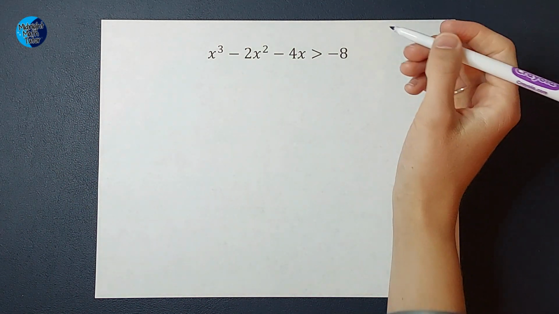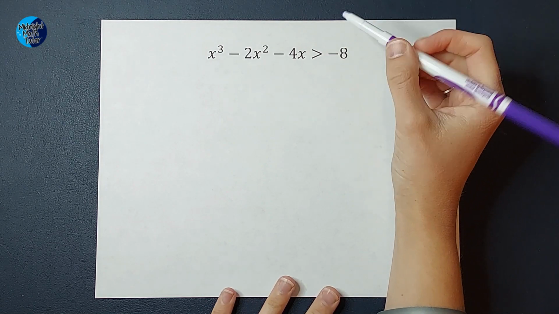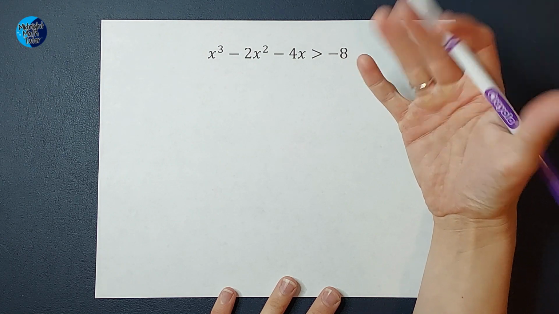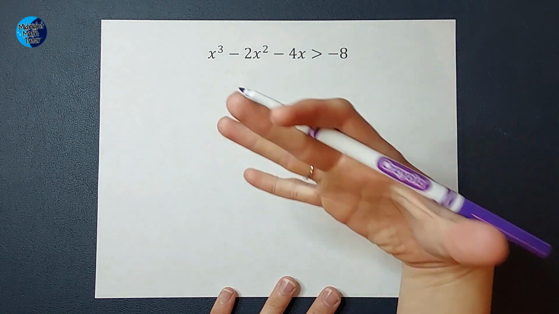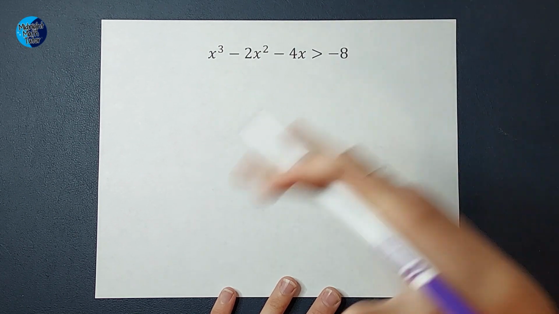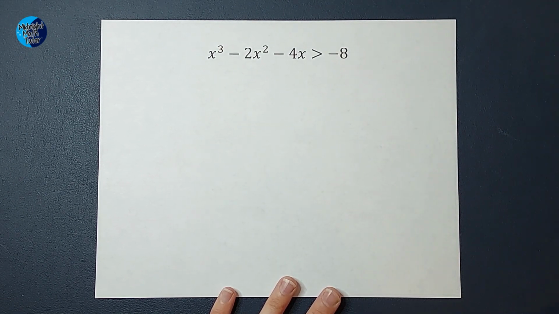Okay, we are looking at polynomial inequalities, okay? So a lot of times when we're solving things with variables, we have an equal sign, right? We're looking for what x or what our variable equals. But here we have an inequality, so we are looking for a range of numbers that x can be, right?